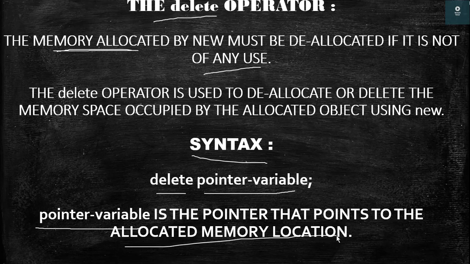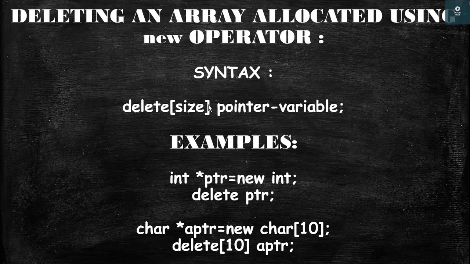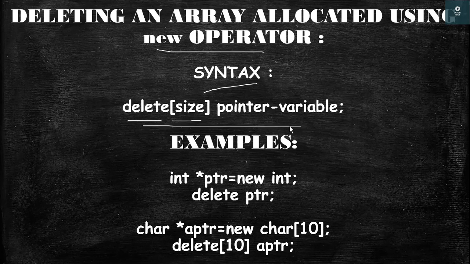We'll see an example, but before that, we'll see how to delete an array allocated using the new operator. The syntax is here. Write the delete keyword and then give the brackets, then write the pointer variable name. That's it.